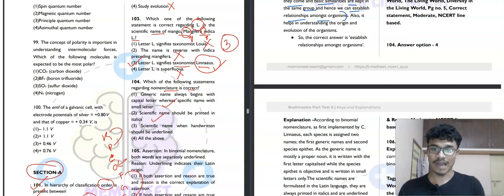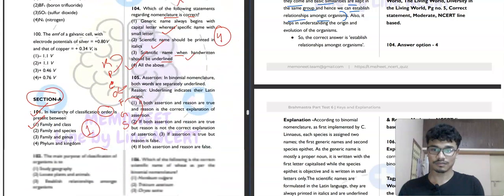In scientific names, when handwritten, they should be underlined. Yes, it is also to denote their Latin origin. And so all of these are correct. So the fourth option will be our correct answer for this question. Now moving to the next question, question number 105.